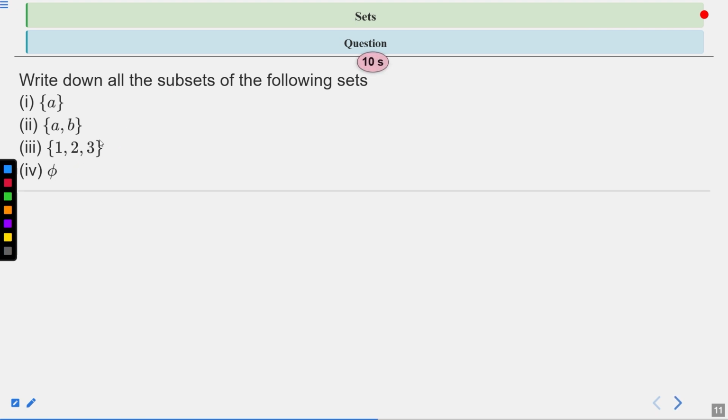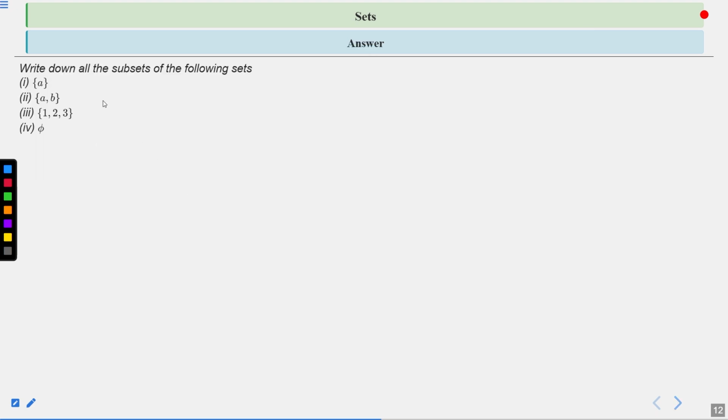You'll have some seconds to try this problem. Then afterwards, we will move on to the solution slide. So your time starts now. The time is up. So in the question, just write down all the subsets of the following sets. Solution.